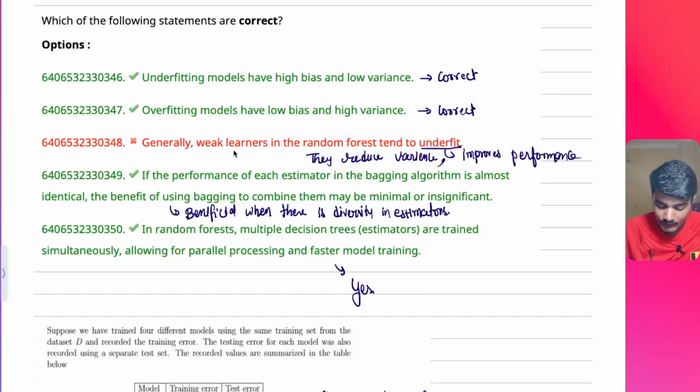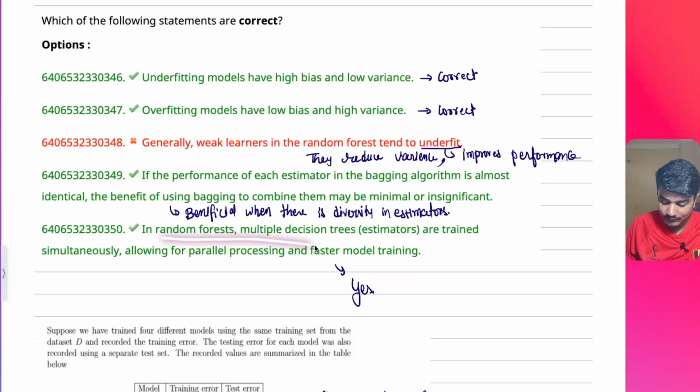Okay. Generally, weak learners in the random forest tend to underfit. No, they reduce variance, and that's why they improve performance. They don't underfit, they improve the performance. If the performance of each estimator in the bagging algorithm is almost identical, the benefit of bagging combining them may be minimal or insignificant. So basically, bagging is beneficial when there is diversity in the estimators. So it is right to say that it will be minimal or insignificant.